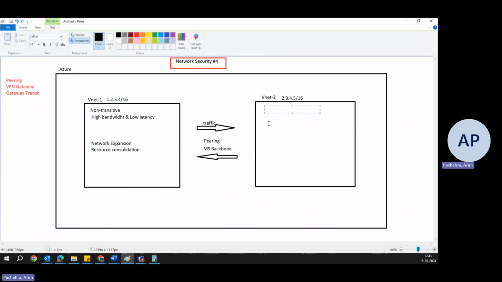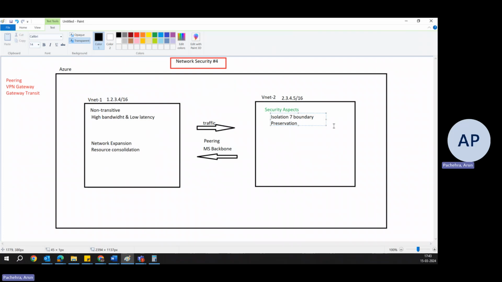Let me write it down here. Security aspects. All right. So, the very first security aspect is isolation, or you can say boundary preservation. Isolation and boundary preservation.